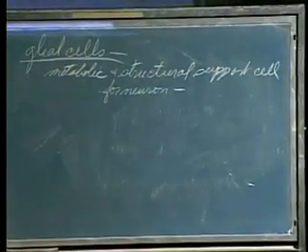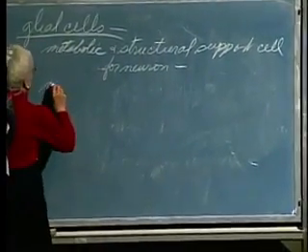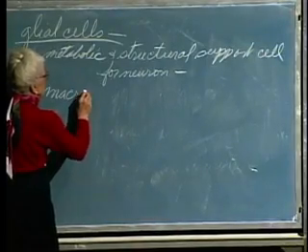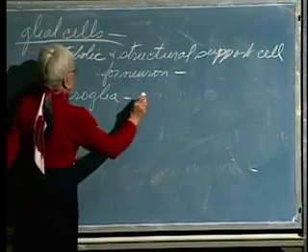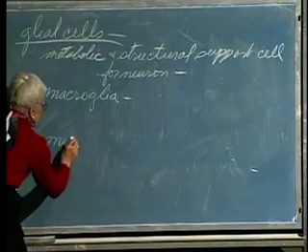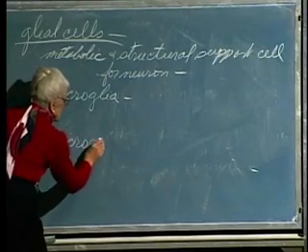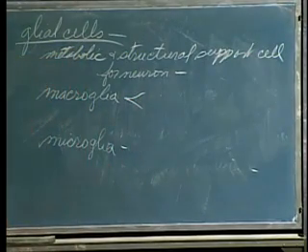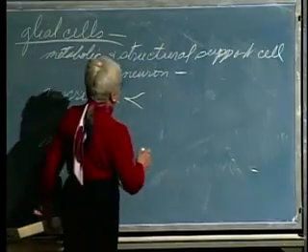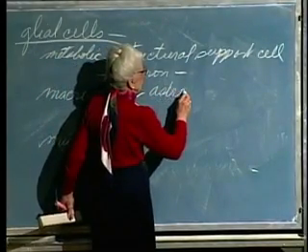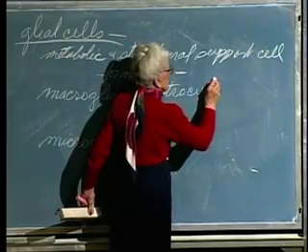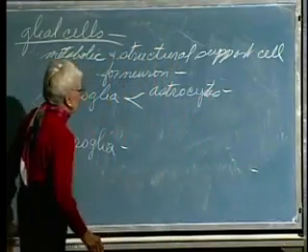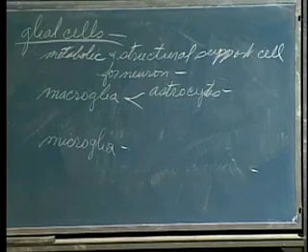There are what we call macroglia, large macroglia, and microglia. Types of macroglia will be astrocytes. They look like stars. Astrocytes. Astronomy. And another kind of macroglia will be the oligodendroglia.